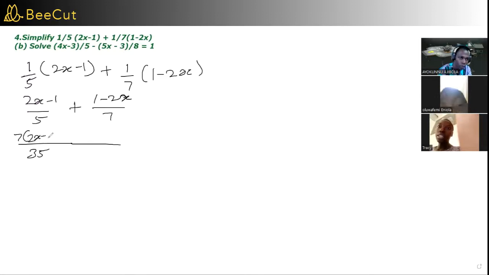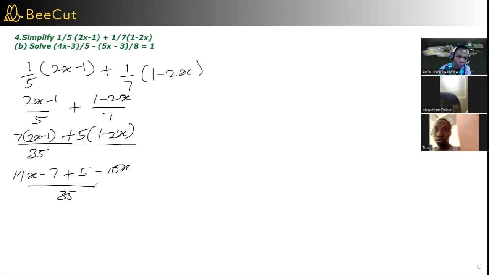7 into 2x minus 1, then plus 7 here, 5 into 1 minus 2x. So with this, I can open the bracket first. I have 7 times 2 is 14, that's 14x minus 7 plus 5 minus 10x all over 35.